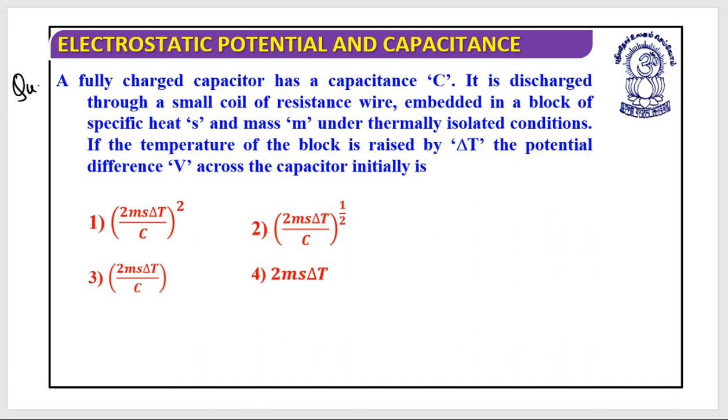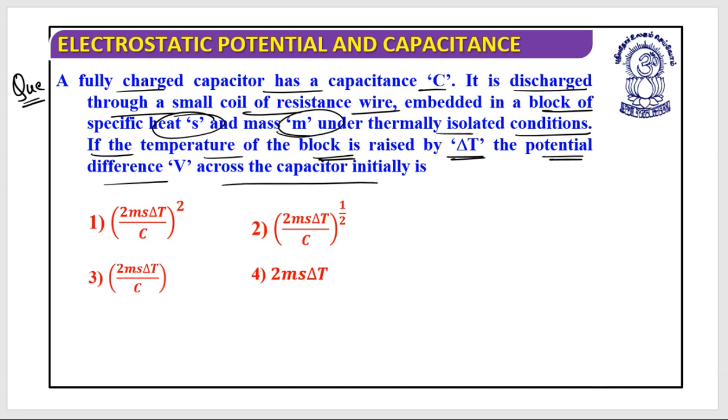Look at the question. A fully charged capacitor has a capacitance of C. Then it is discharged through a small coil of resistance wire embedded in a block of specific heat S and mass M under thermally isolated conditions. If the temperature of the block is raised by delta T, then the potential difference V across the capacitor initially is? Okay, how could I do this?